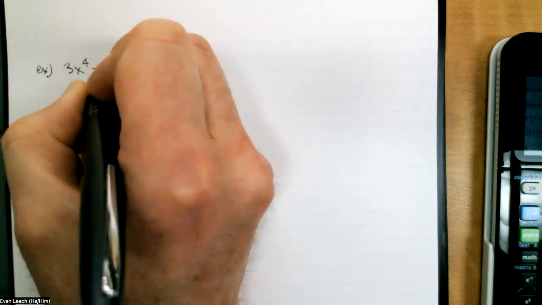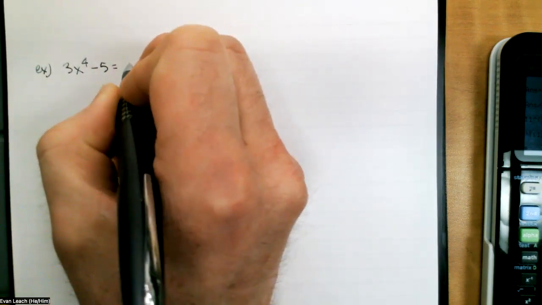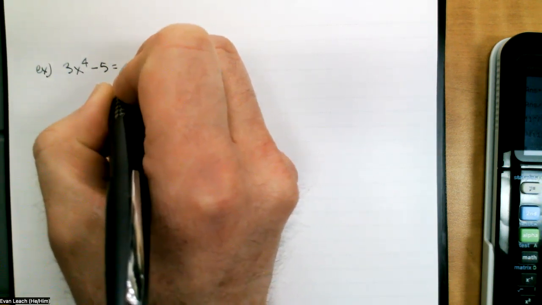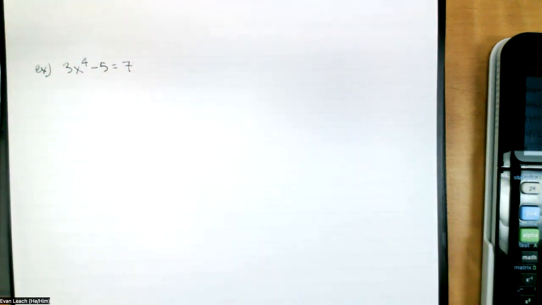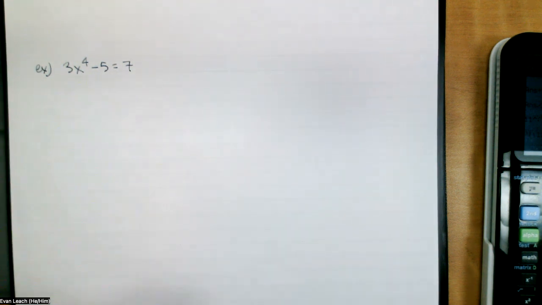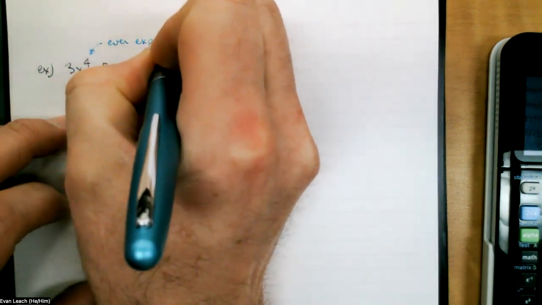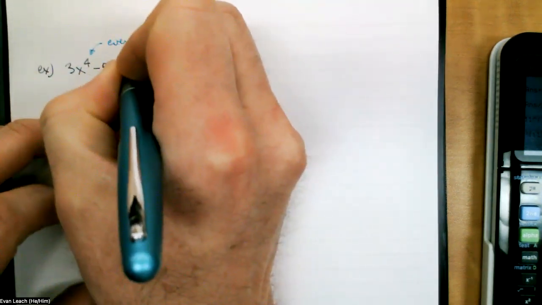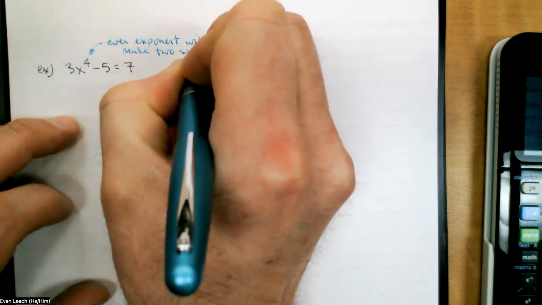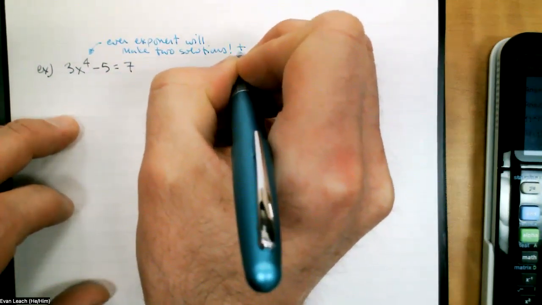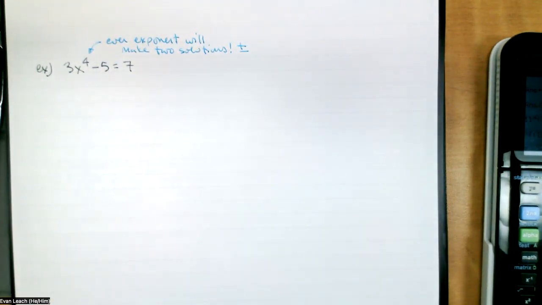3x to the 4th minus 5 is equal to 7. I don't know why I had to change the 7 from an 11. I kept the 5 the same. So the thing that we want to notice here first is that there's an even exponent. An even exponent is going to make two solutions. So we know that there's a plus or minus in our future.